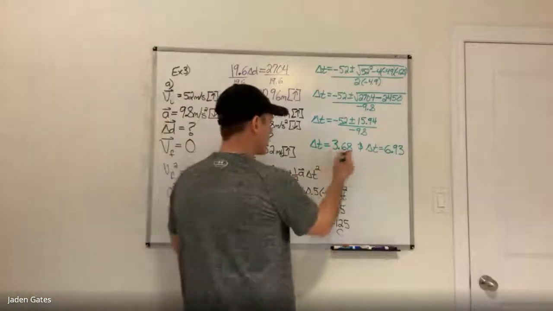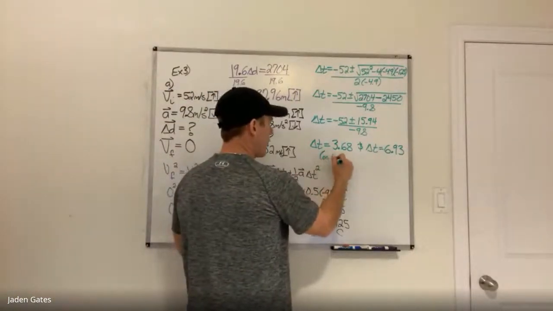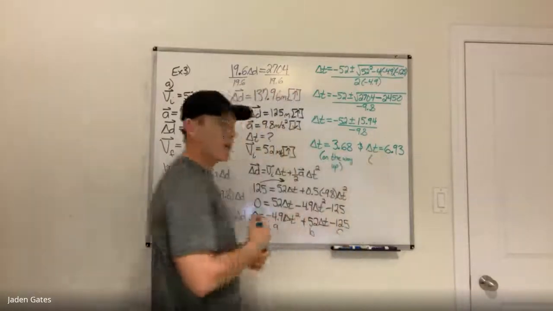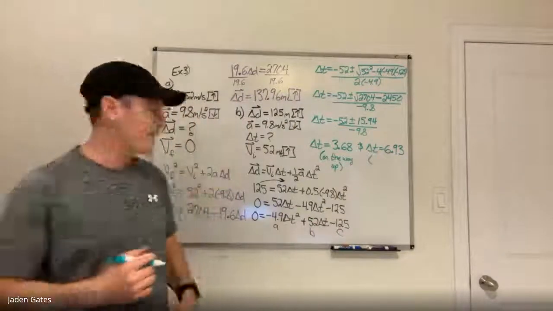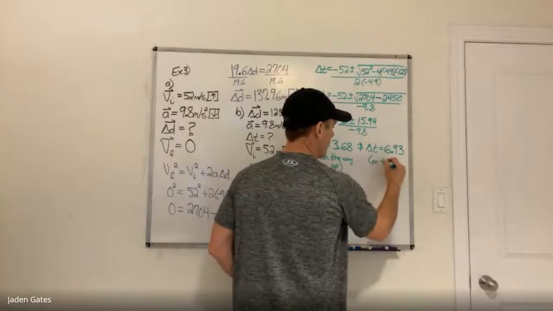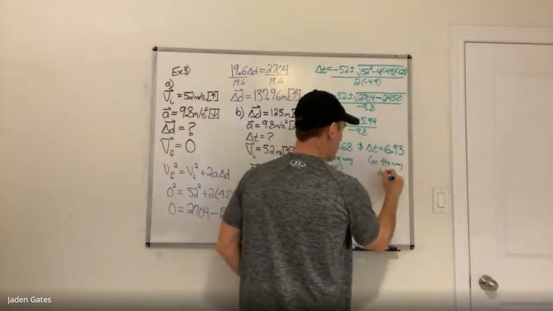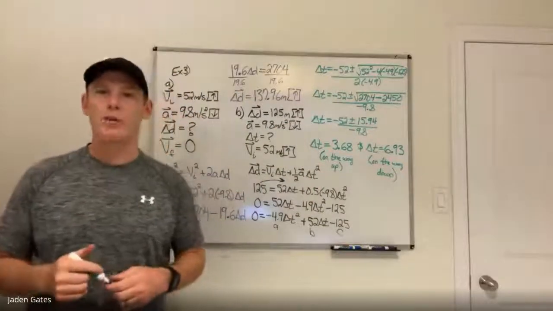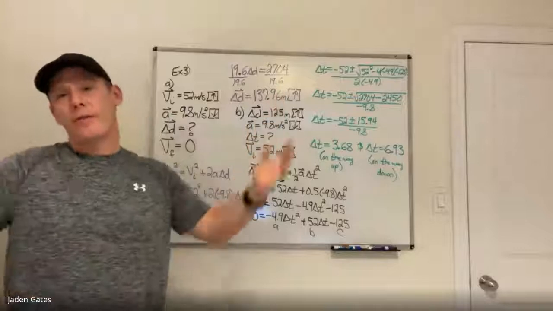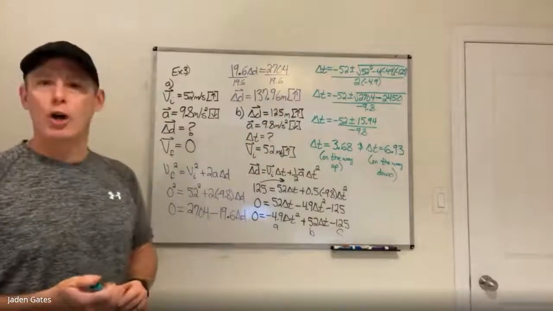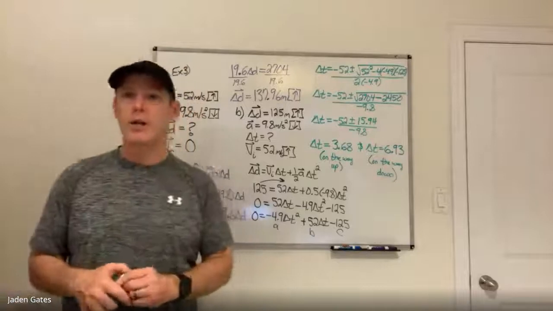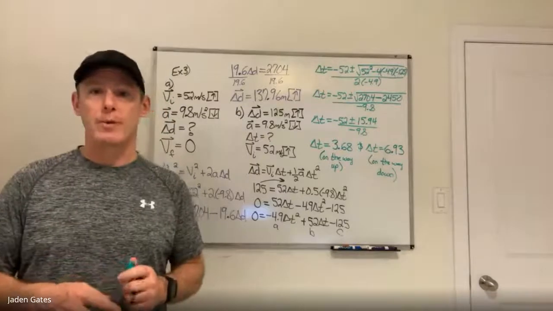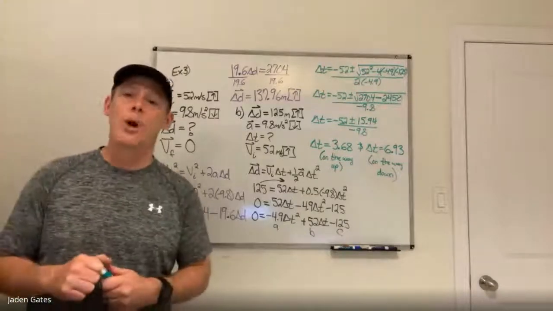Here's what's happening. This 3.68 is on the way up, and the 6.93 is the arrow on the way down. So how long does it take? Well, it would take 3.68 seconds to get to 125 meters, because that is the first time that it gets there, and it asks how long it would take. A question I could ask you is, at what time does it get to 125 meters? Then both times are relevant, because it actually hits that height twice.